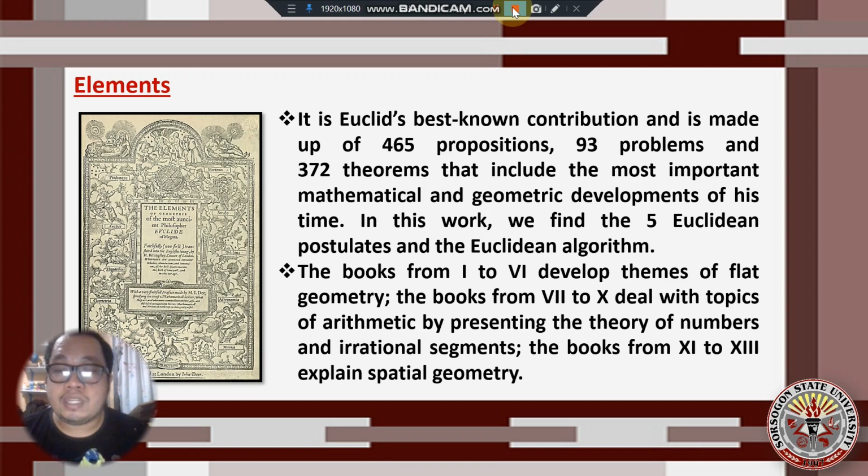Now, the books from 1 to 6 develop themes of flat geometry. The books from 7 to 10 deal with topics of arithmetic by presenting the theory of numbers and irrational segments. Then the books from 11 to 13 explain spatial geometry.